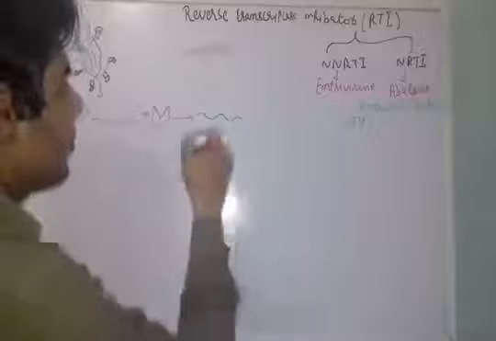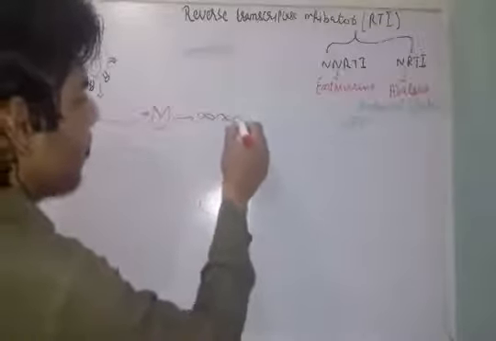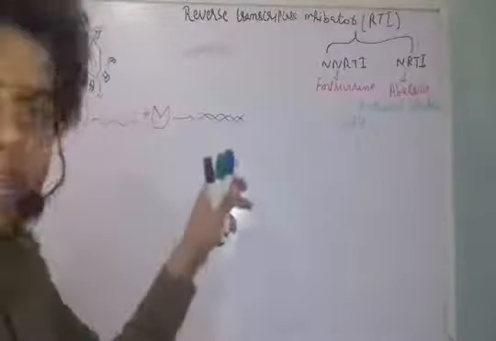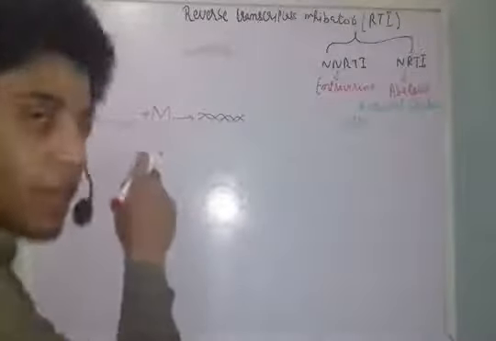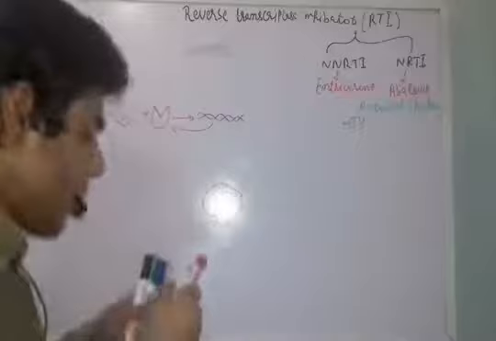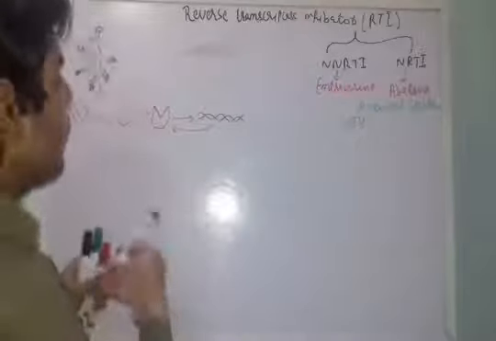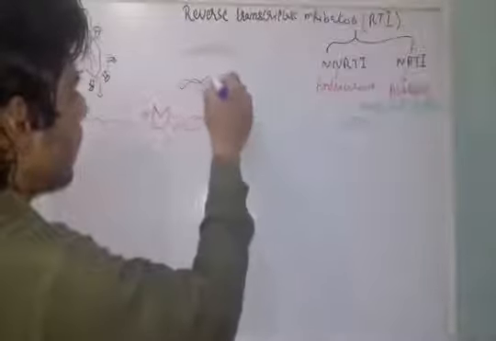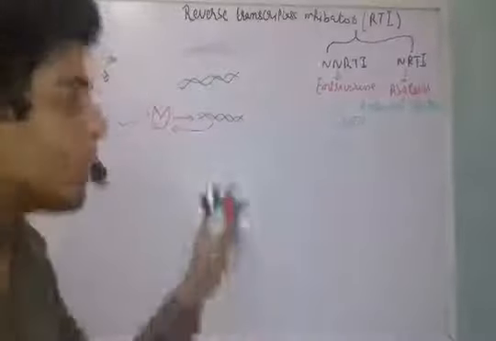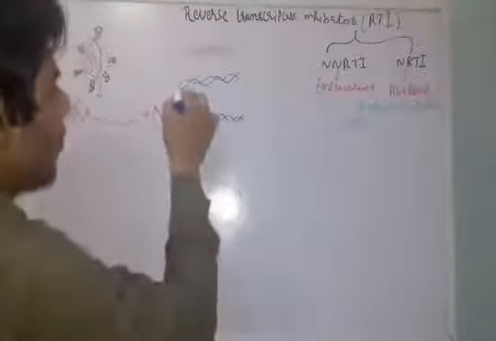This blue strand represents the DNA and this red one the RNA. So we get a DNA-RNA hybrid. This strand again passes through the reverse transcriptase enzyme, and after that we get the double stranded DNA. Fine. So once we get the double stranded DNA, what happens after that?